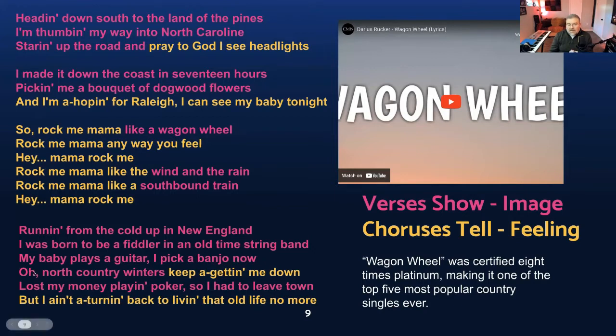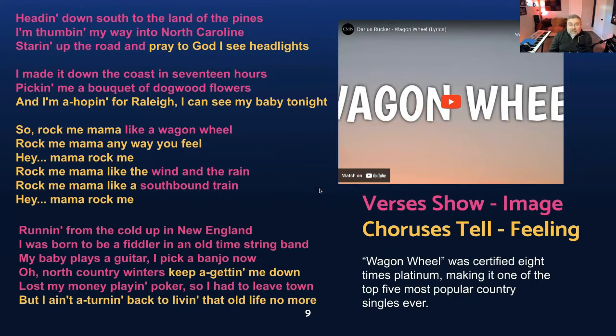That's B. "Oh, North Country winters keep a-getting me down." That's another B. "Lost my money playing poker, so I had to leave town." Another B. And then it's an X line. So the rhyme scheme does change from the first verse to the second verse. But what doesn't change is the melodic motifs and the way that it sounds melodically. So when you hear the second verse, you know you're actually in a verse.